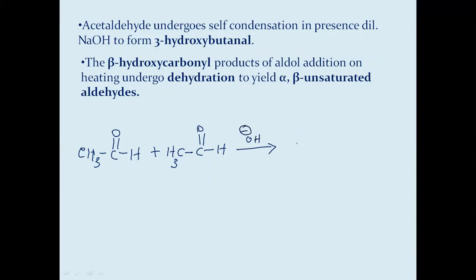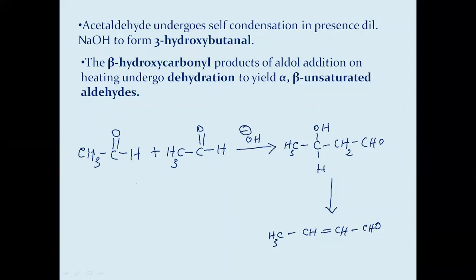So we get the aldol, CH3CH(OH)CH2CHO. This is the product. Again, if this undergoes dehydration, we get one more product, CH3CH=CHCHO. Here we can see that this is just the general reaction of this aldol condensation.